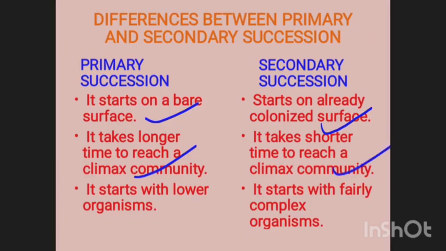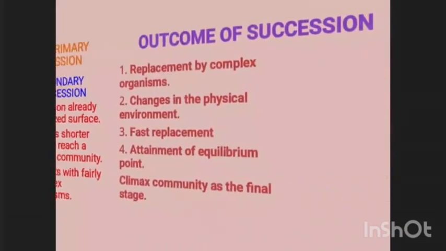For primary succession, it starts with lower organisms like algae, the mosses, and so on and so forth. But for secondary succession, it starts with fairly complex organisms like grass and all that. So let's move on to the next slide.